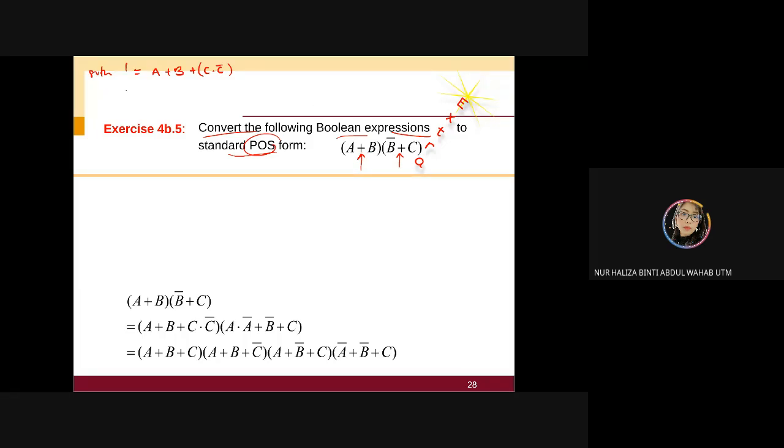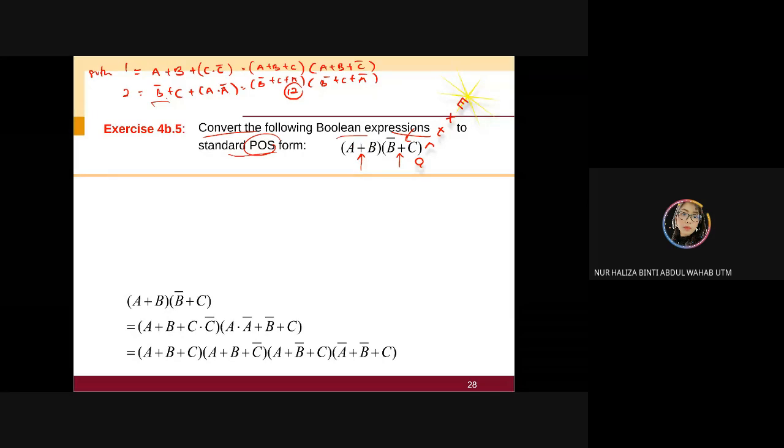For your sum 2, you have B bar plus C. That's why you add A dot A bar. You're going to use your rule number 12. For your term 1, you're going to get A plus B plus C, and then A plus B plus C bar. For this part, you will get B bar plus C plus A, B bar plus C plus A bar.